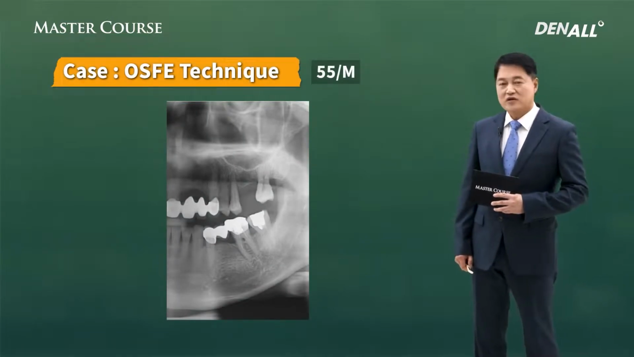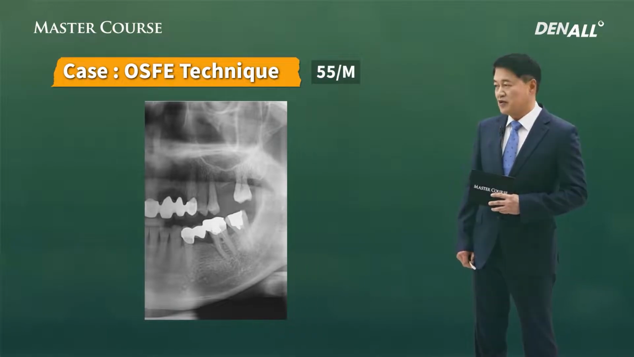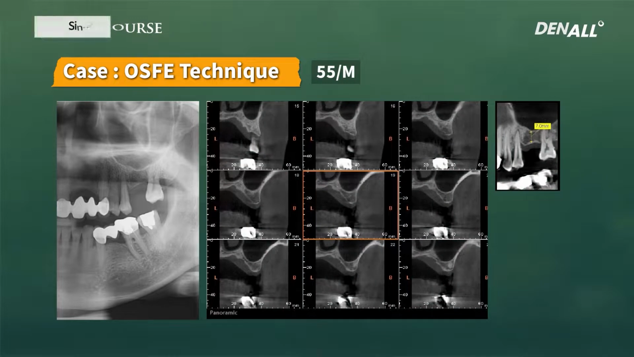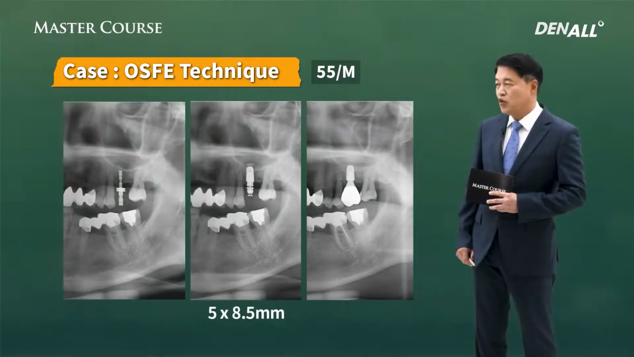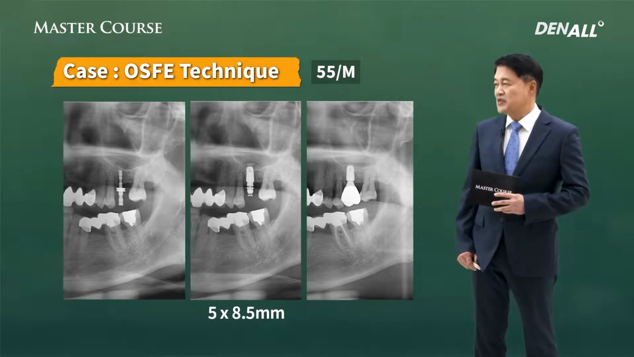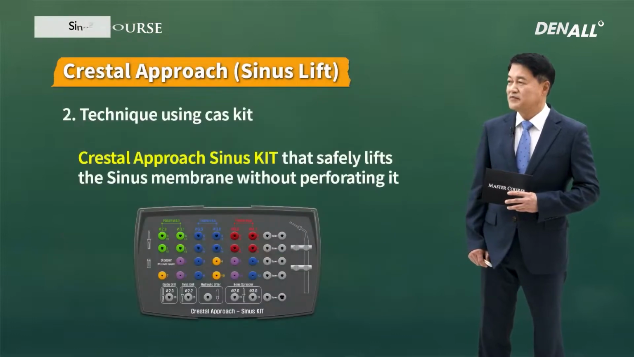Without bone graft, using osteotome, sinus lift was done in this case. 55 years old male patient, and if you look at the CT, the residual bone is approximately 7 millimeter. Sinus floor was lifted by 1 to 2 millimeter, and I planned to place the 8.5 millimeter implant. The direction was checked, osteotome was used, sinus was lifted, and 5 by 8.5 millimeter implant was placed. The initial stability was good, so prosthesis was delivered.